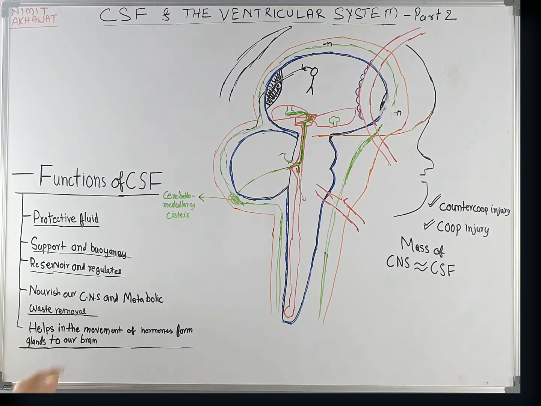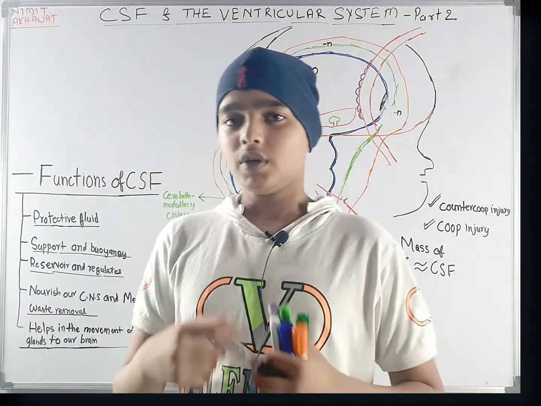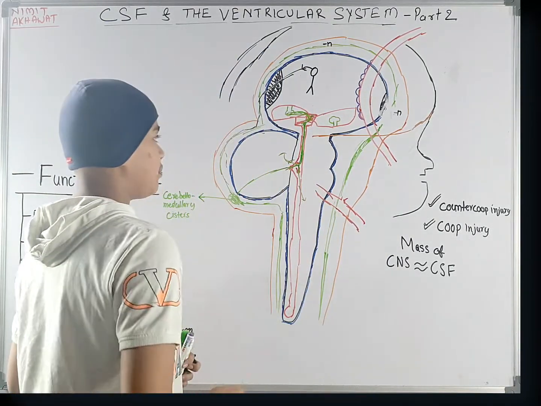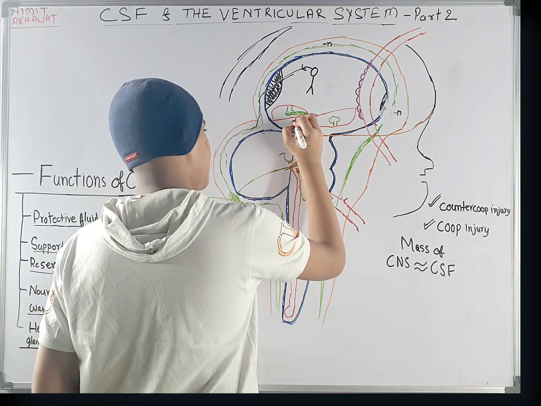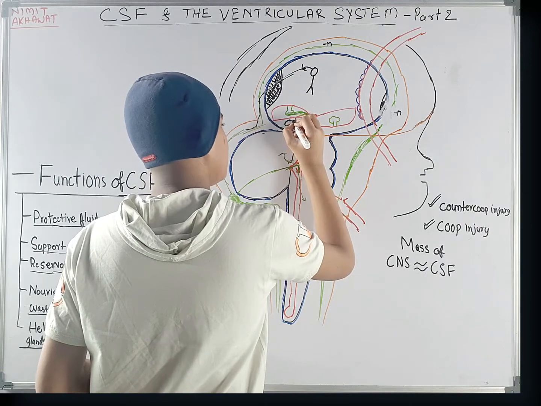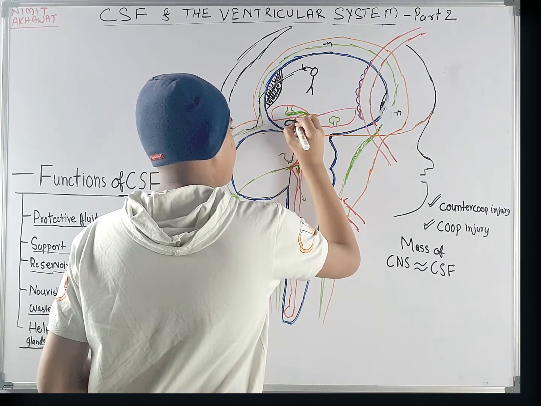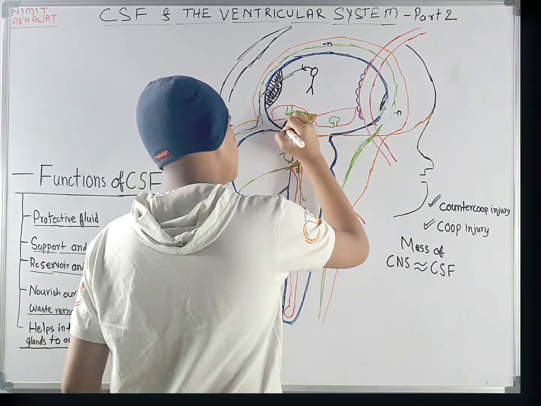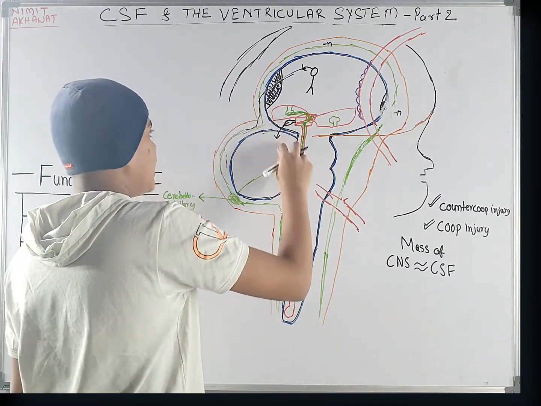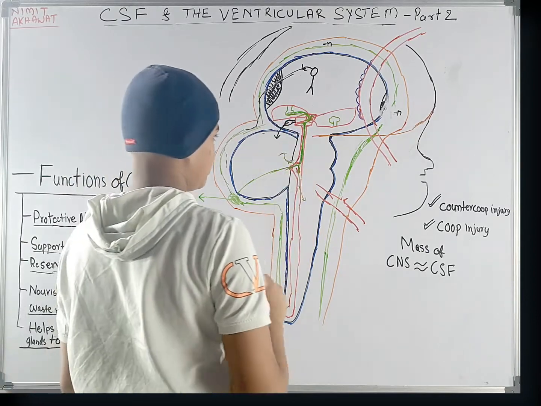Now we will discuss the fifth function of CSF. The fifth function of CSF is that it helps in the movement of hormones from the glands in our central nervous system. For example, the pineal gland is present behind our third ventricle. The pineal gland produces some hormones and CSF helps in the movement of these hormones.